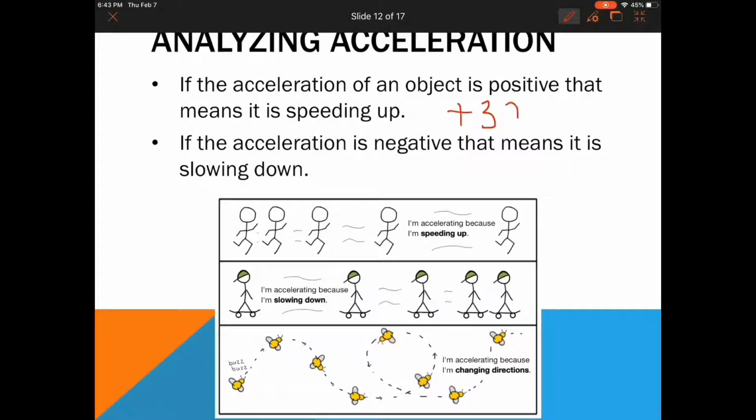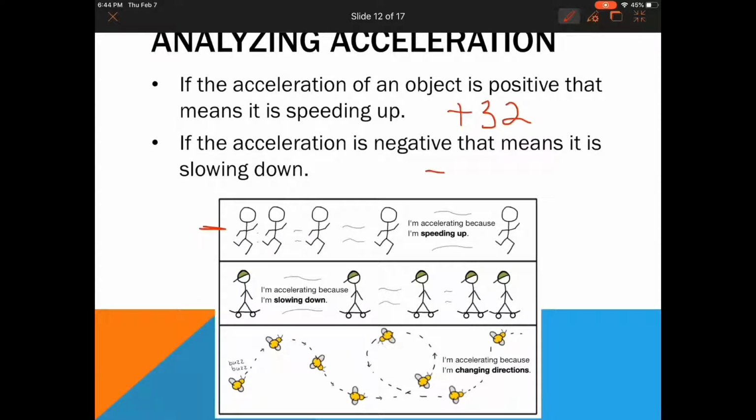What would happen if after calculating our acceleration, I ended up with a positive number? Let's say positive 32. Okay, if we ended up with a positive number, that means that we're accelerating, as in we're speeding up, because we're increasing. Like this picture here. This runner is accelerating. He is speeding up. He's got a positive acceleration.